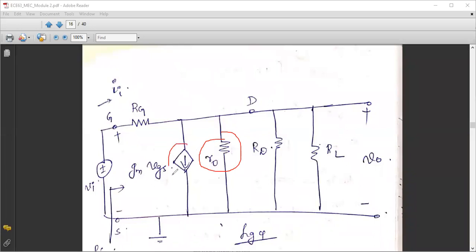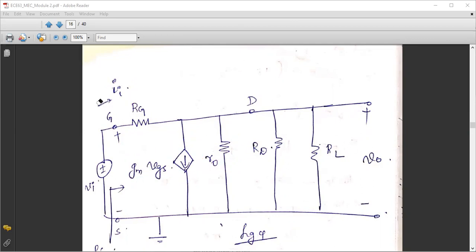This is the drain current, which is shown by a voltage dependent current source, and the value of that current is given by gm into VGS. Vi is your input voltage and Ii is your input current. RG is the gate resistance between gate and drain, and V0 is the required output.